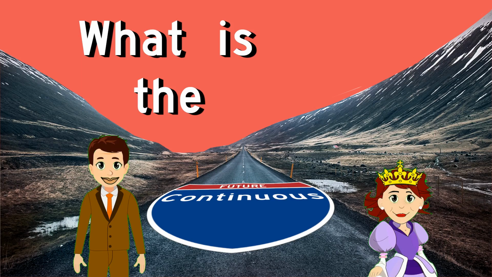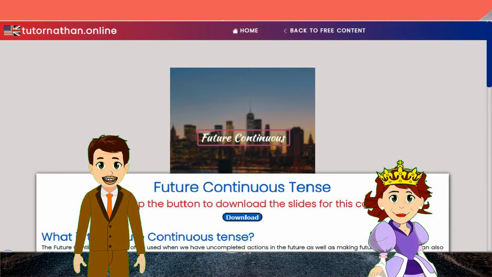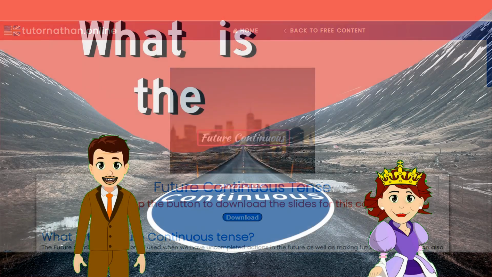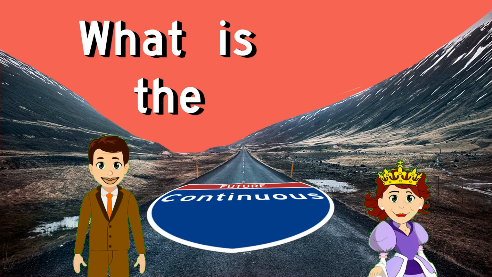We will be talking about the future continuous tense. Did you know in some places they might call it the future progressive? No, I did not. There will be a link in the description below for those that want to follow along with me and Her Highness. The future continuous is used for making predictions, or when we have uncompleted actions in the future. We can also form questions and negative sentences using the future continuous.